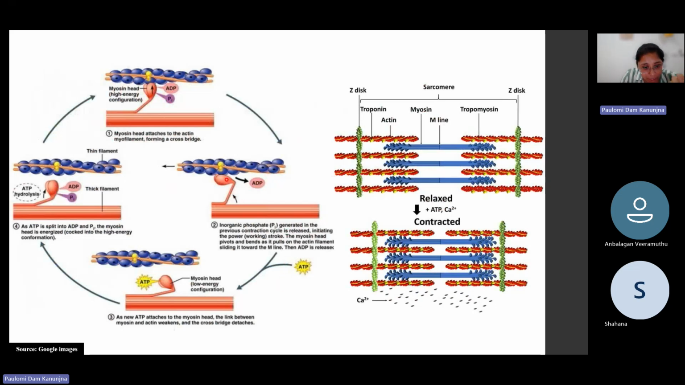Now, after pulling, what happens? As a new ATP attaches to the myosin, this linkage will break open and they will go back to their original step, right? So you will first connect here, bend here, turn it inside, and then ATP will join and it will break open.